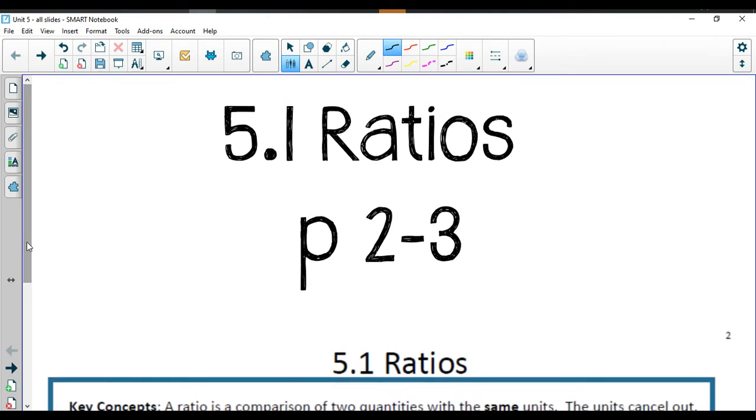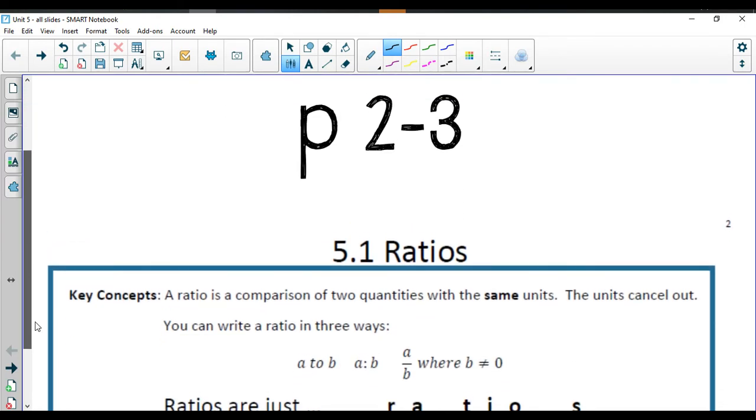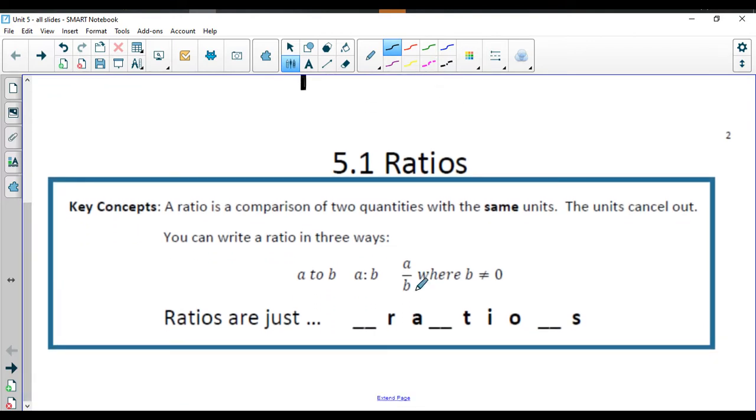So for today, lesson 5.1 is just ratios. We're going to be in your notes packet on pages 2 and 3. So 5.1 ratios, starting at the top of page number 2. Just to give you a little definition, some background, a ratio is a comparison of two quantities with the same unit. So their units are going to have to match in order for us to be able to compare them. The units will end up canceling out. So when we have our final answer, we'll just have numbers there.